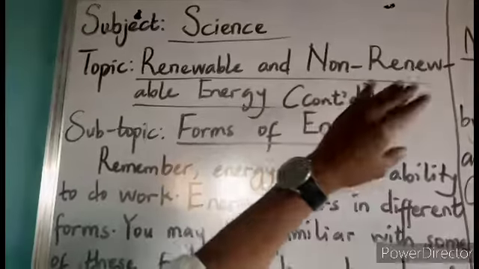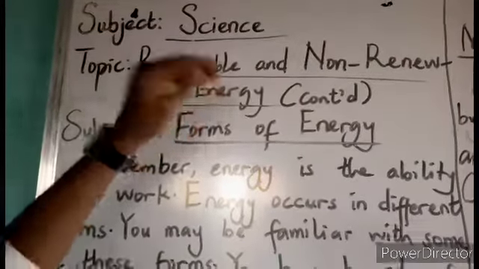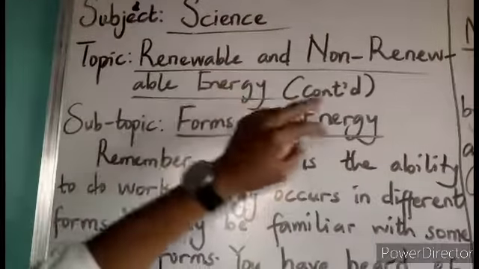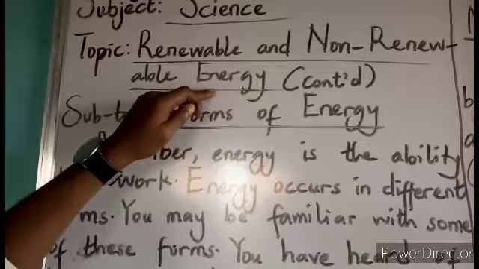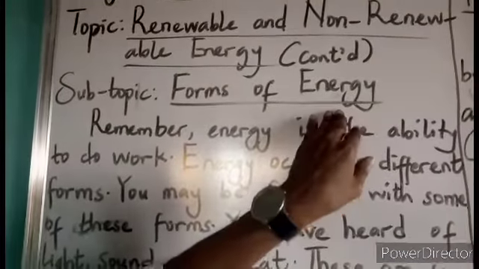While non-renewable form of energy or resources are energies or resources that can be used and they can be exhausted. Exhausted means they can be finished. That is non-renewable energy. Alright, today quickly we go to forms of energy.